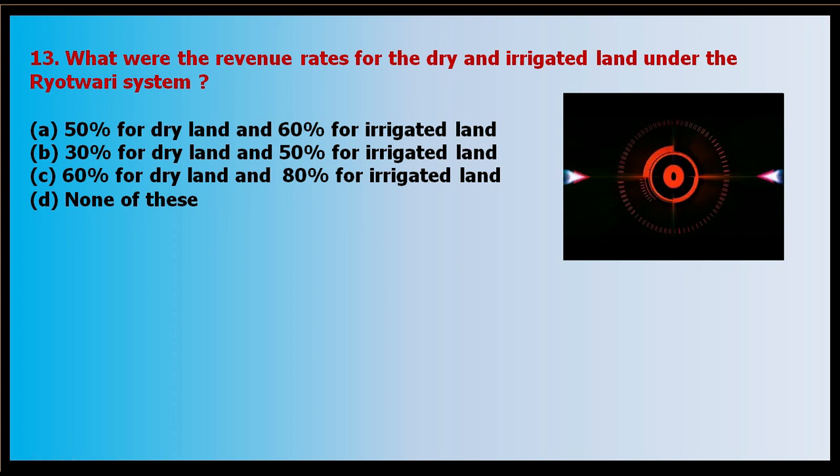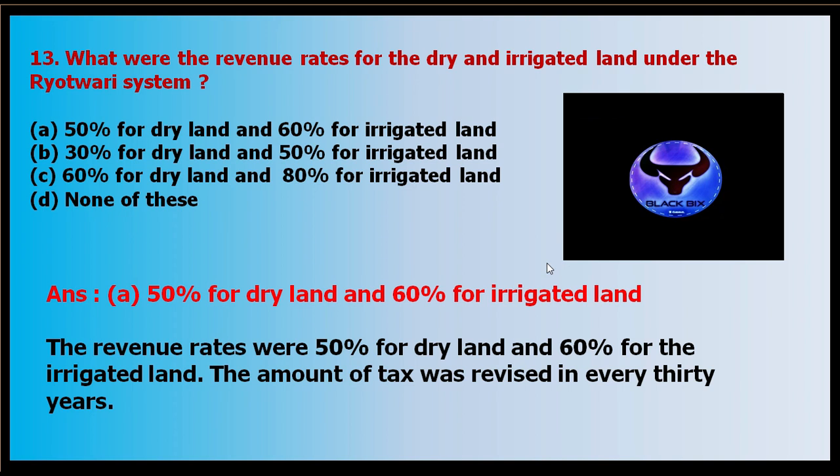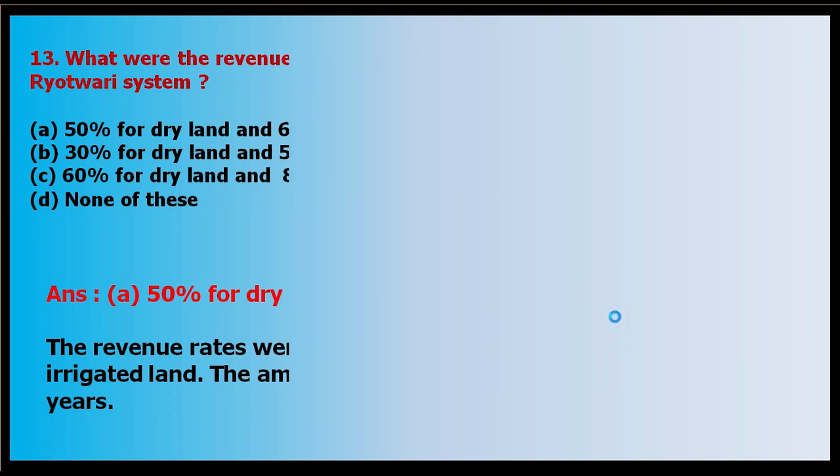So here the correct rates were 50% for the dry land and 60% for the irrigated land. This amount of tax was revised after every 30 years. So it was not fixed like in the permanent system, where it was fixed. Moving to question number 14.